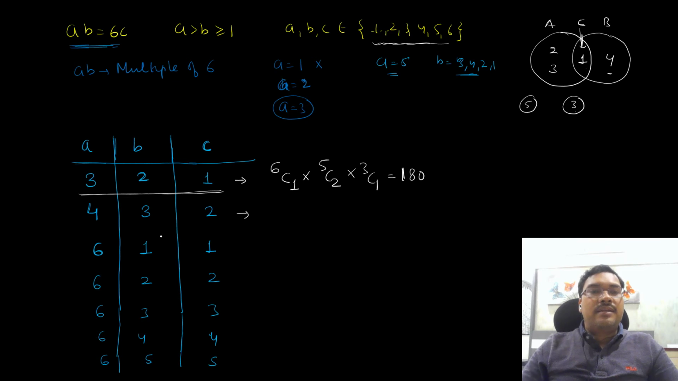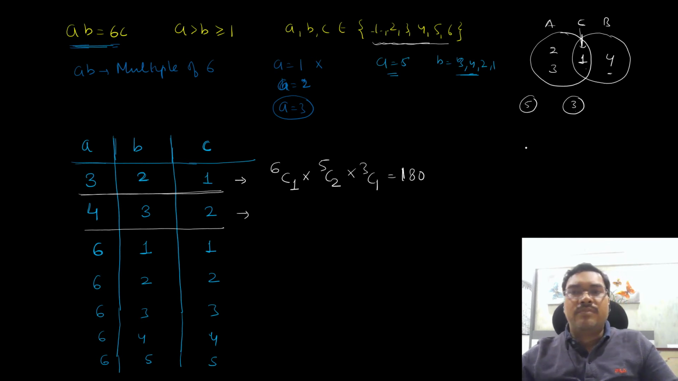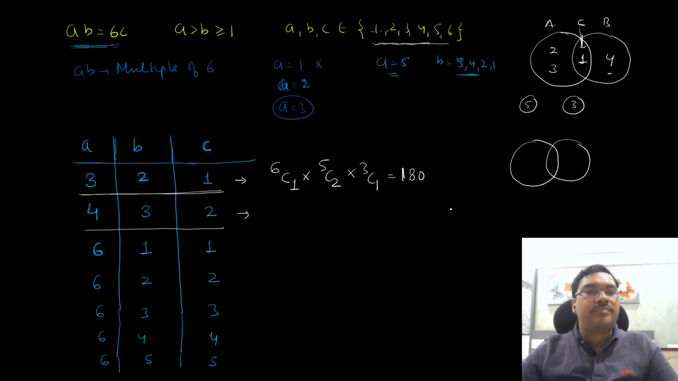Now understand the second case. What is the meaning of the second case? It is exactly similar to what we have done in the first case. Now set A and set B have 2 elements common, let's say this is 1 and 2. 2 elements common, right? This is the case of A intersection B.